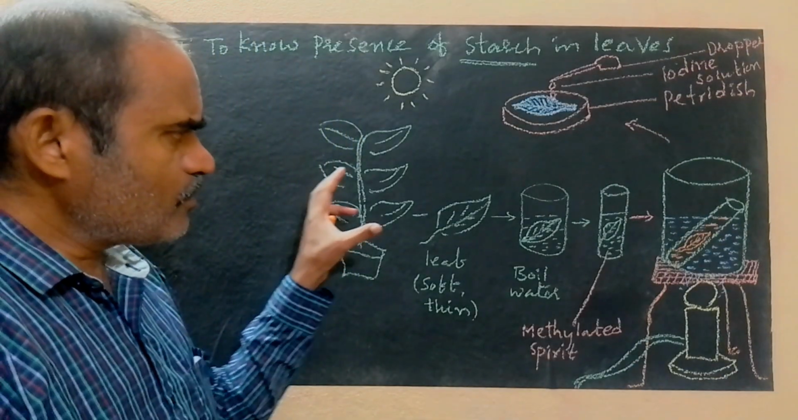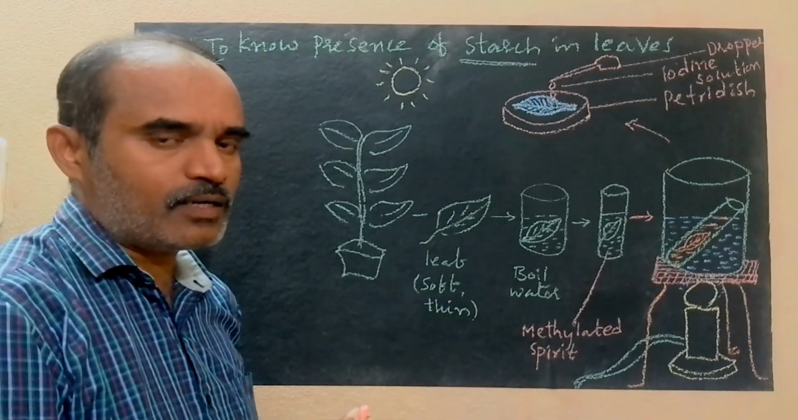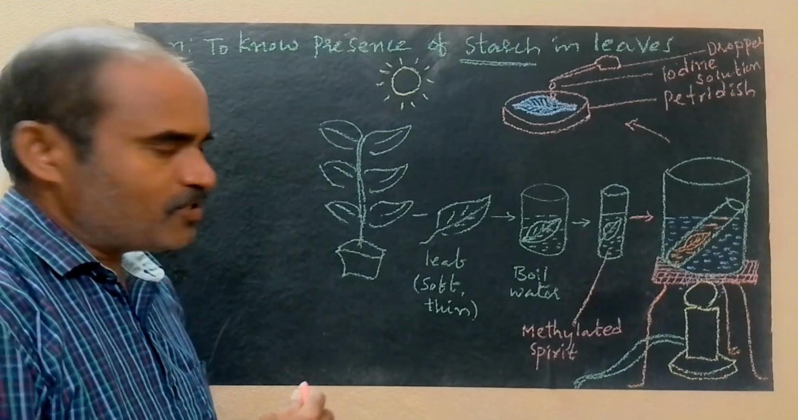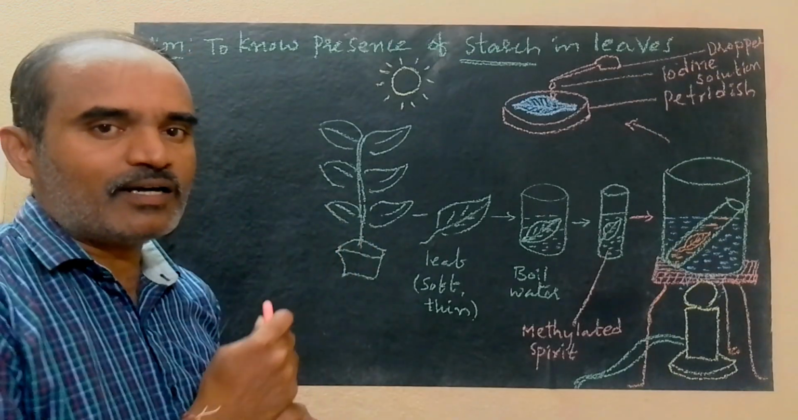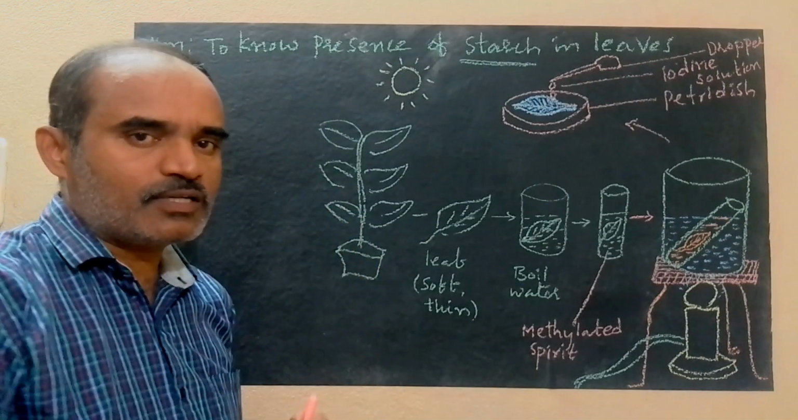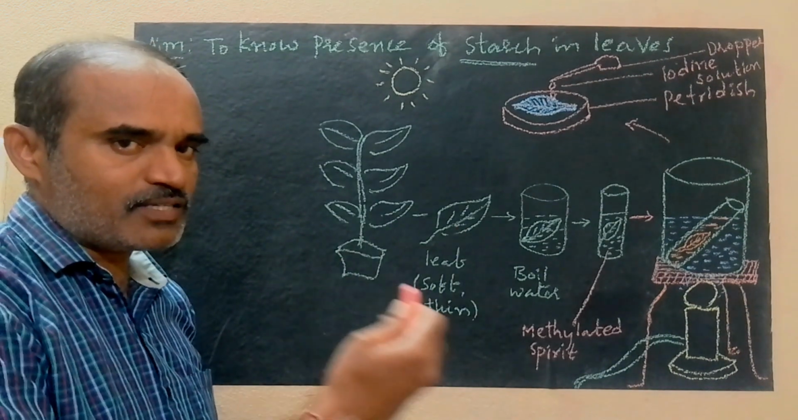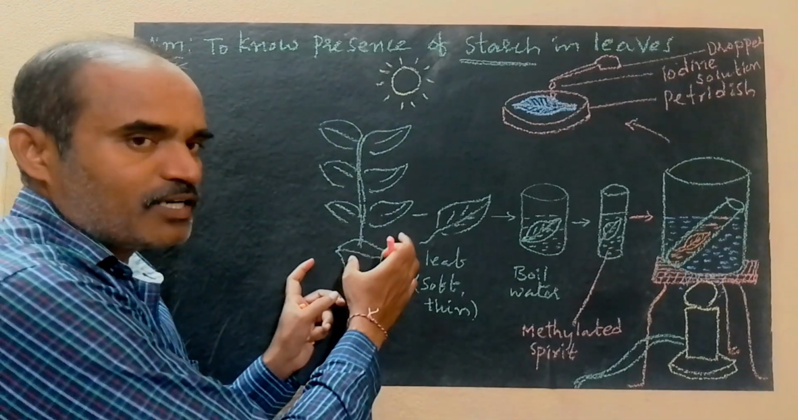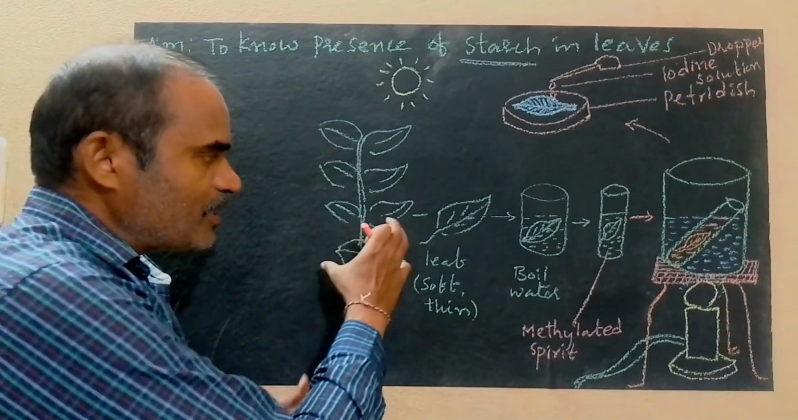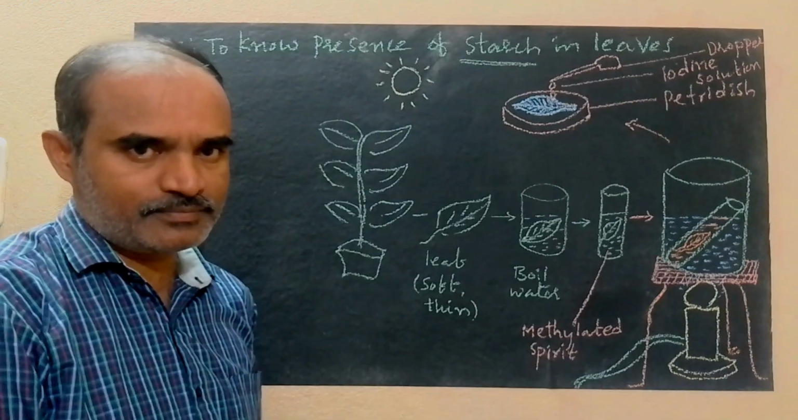So after collecting all the materials, we'll go with the procedure. So what is the procedure of this activity? First we need to take a leaf from a plant well exposed to the sunlight. From that plant we need to pluck the leaf. The leaf should be soft and thin.